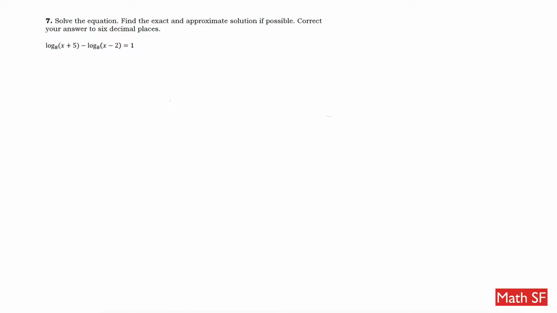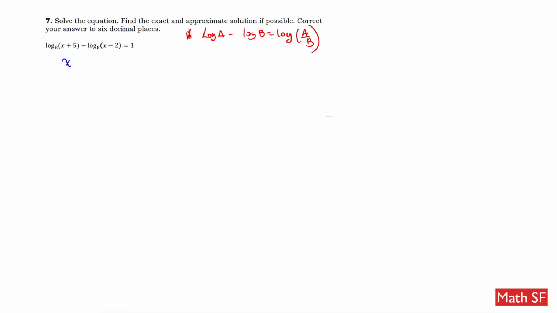Problem 7 says, solve the equation, give the exact and approximate solution, and correct your answer to 6 decimal places. And this looks to be a logarithmic equation because it has a log in it. Whenever you're working with a logarithmic equation, you mostly want to isolate the log. So let's put some single log here because they have log base 8 of x plus 5 minus log base 8 of x minus 2. Remember the property that says log of a minus log of b is pretty much a single log of a over b. So that's what we're going to use here.